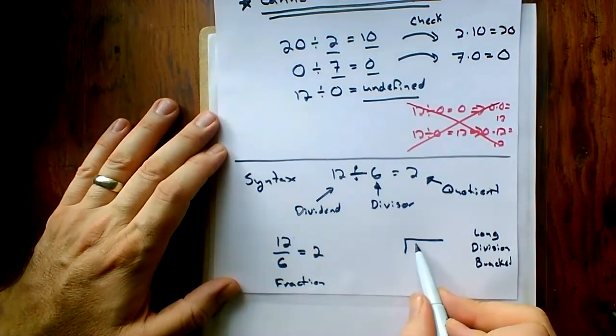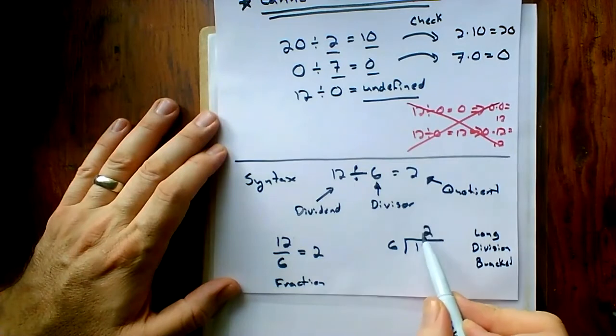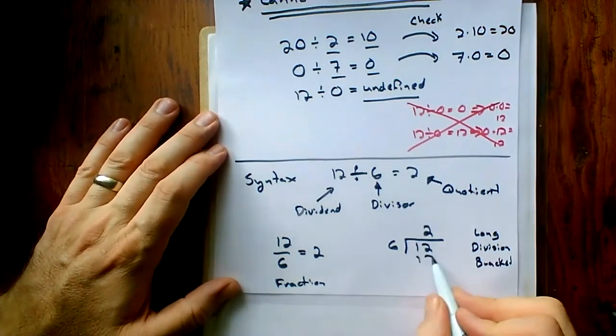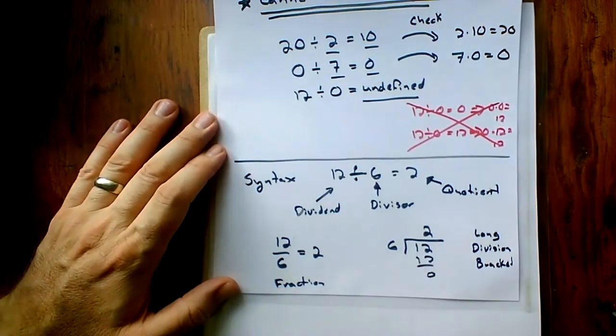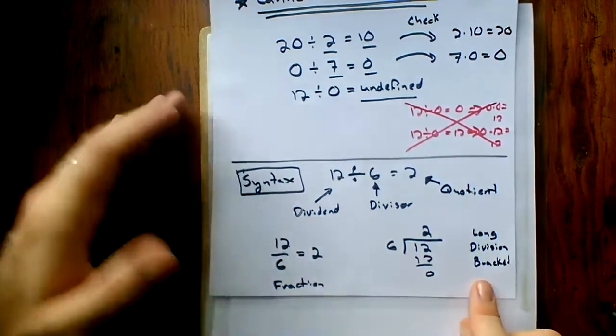And the divisor goes outside, the dividend goes under the long division bracket. And of course, the quotient goes above. 2 times 6 would be 12, and we'd usually write that below. Okay, so here are some notes about syntax and some of our terminology.